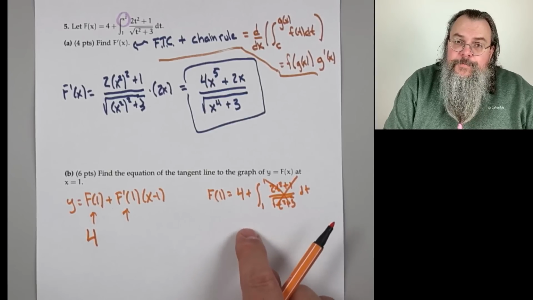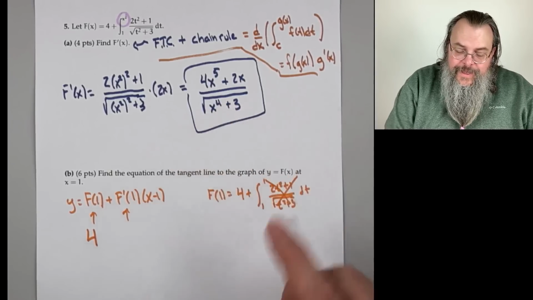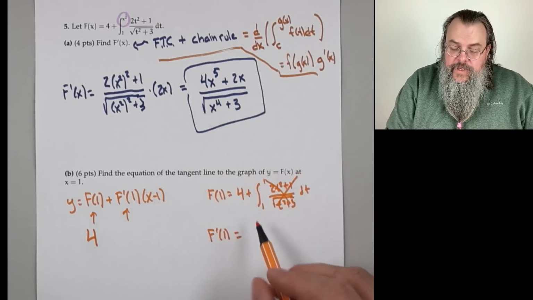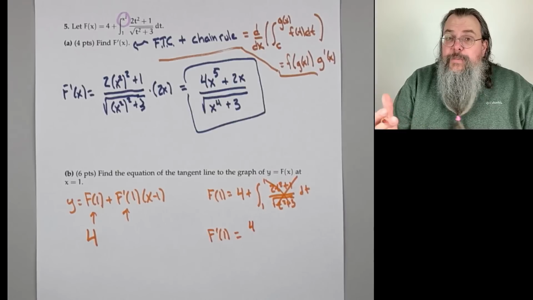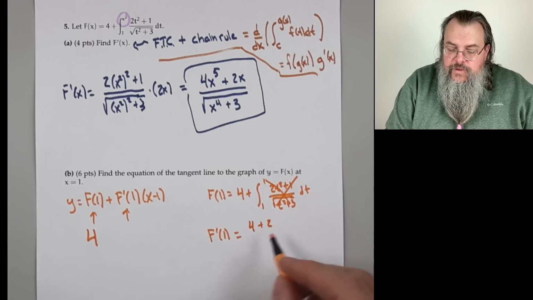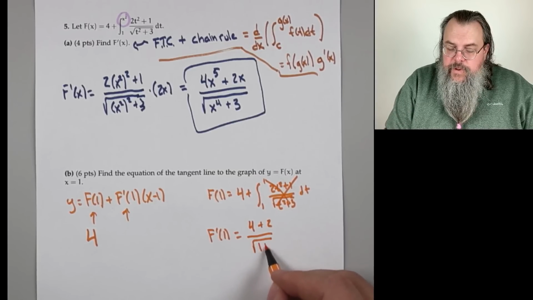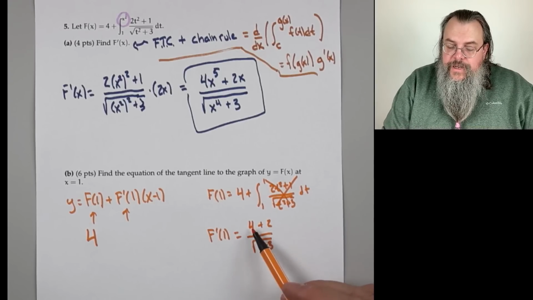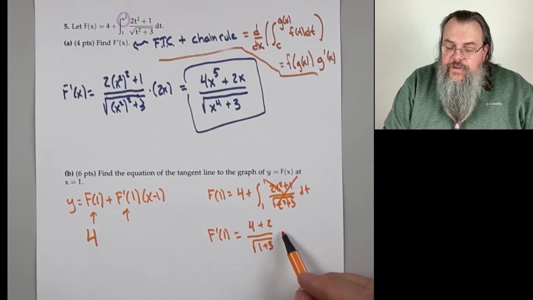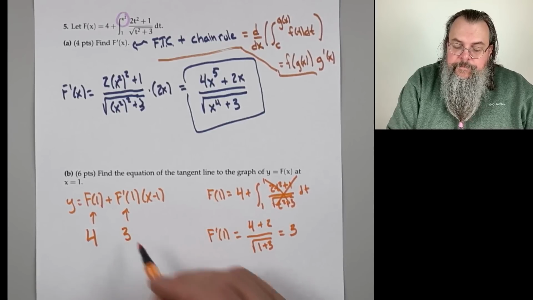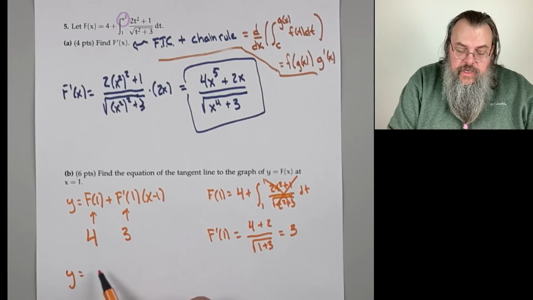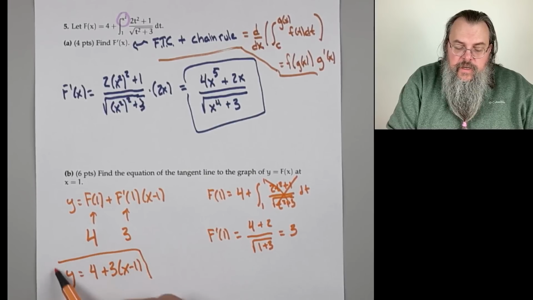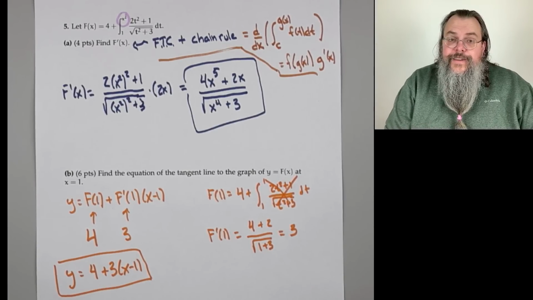What about f prime of 1? That's what we spend all our time on. We say, look, go to part A. So everywhere you see an x, put a 1. We're going to get a 4, and 1 to any power is 1. 4 plus 2 over the square root of 1 plus 3. Now, that's the square root of 4, which is 2. Upstairs we have 6, so we have 6 over 2, which is 3. And so, our tangent line is 4 plus 3 times x minus 1. And we're done. Because that's all it asks.